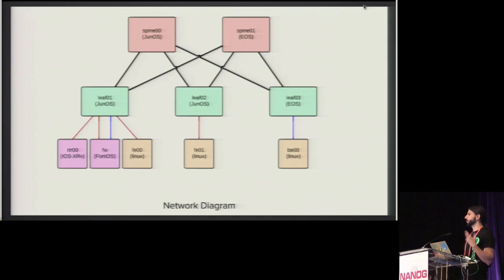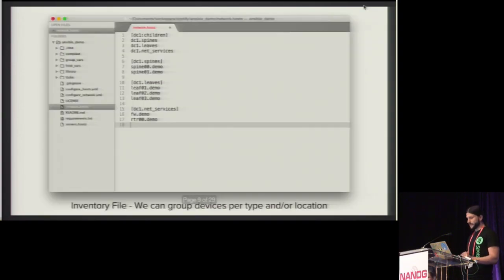Now I'm going to go through some slides about the Ansible setup. I'm going to go through them very quickly, just so you can see how we use Ansible with Napalm. This is just the inventory file. This is the data center one, which has a couple of spines, some leaves, and some network services.